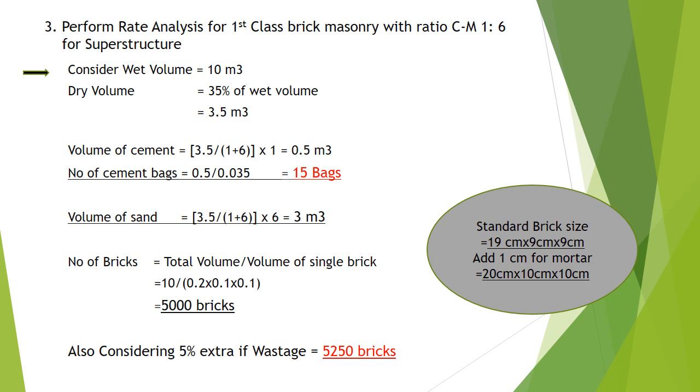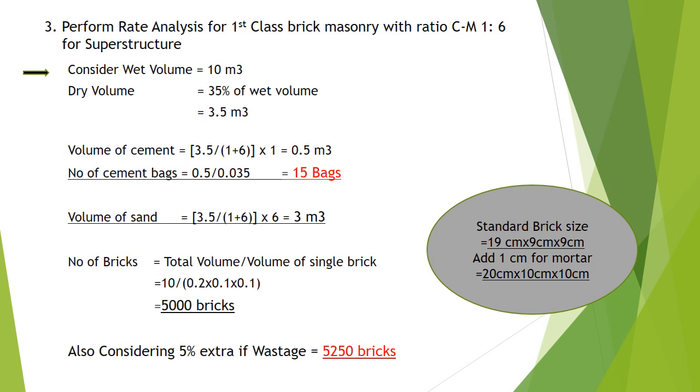Let's start it. In this question we come to know that there is no given data for quantity. So we need to consider the total quantity. I have considered the total wet volume as 10 meter cube. So from our chart, dry volume is 35% of the wet volume, which is equal to 3.5 meter cube.